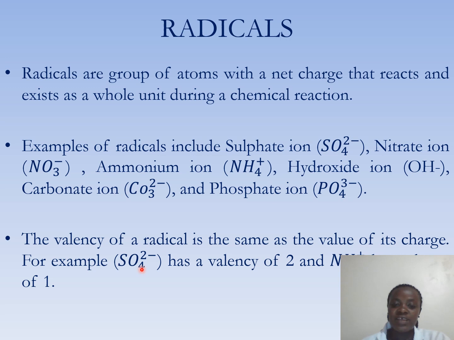So the charge of the radical is the same as its valency, but you can see there's no sign. So we ignore the sign. For example, the 2 negative. Now we are going to ignore that negative sign and only consider 2. So 2 will be the valency of the sulfate ion. For ammonium, it is positive 1, but the valency is 1.